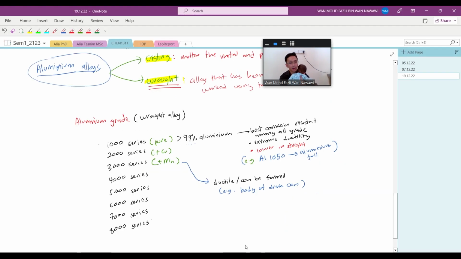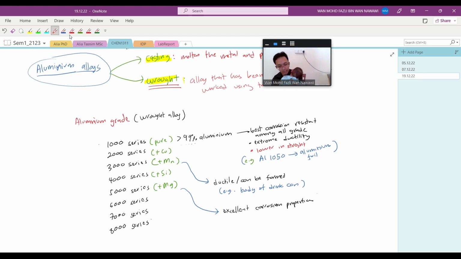So that's the 3000 series. The 4000 series they add silicon, and the 5000 series they add magnesium. When they add magnesium, it gives excellent corrosion properties.